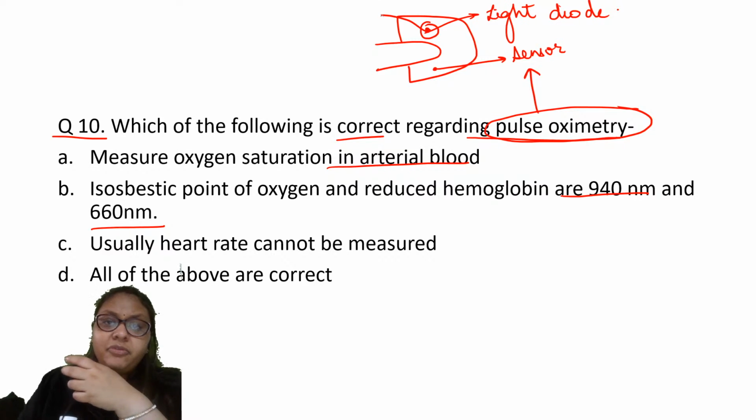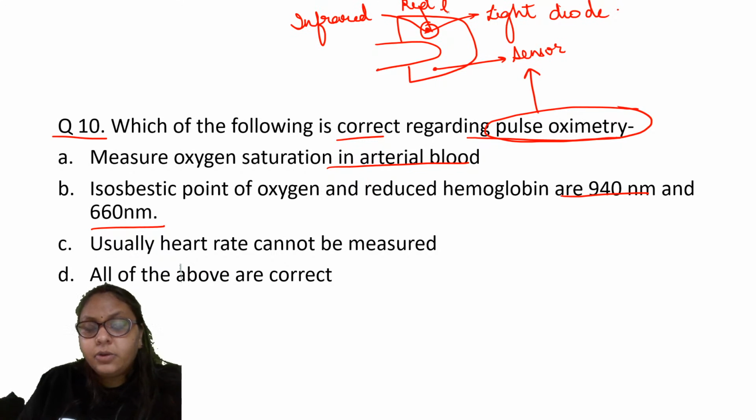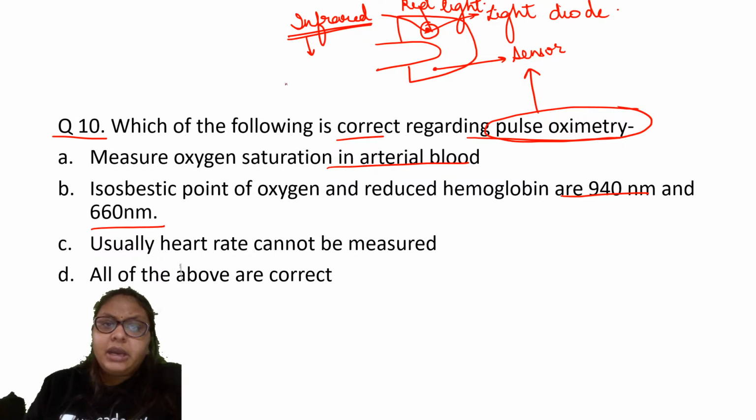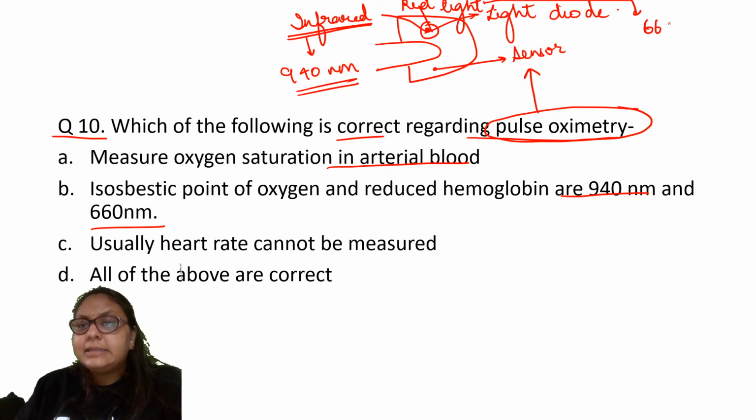Now this light diode, there are two types of light which are coming out of it. These are the infrared and the red lights. For the infrared it is 940 nanometer, and for the red light it is 660 nanometer. Is it clear?